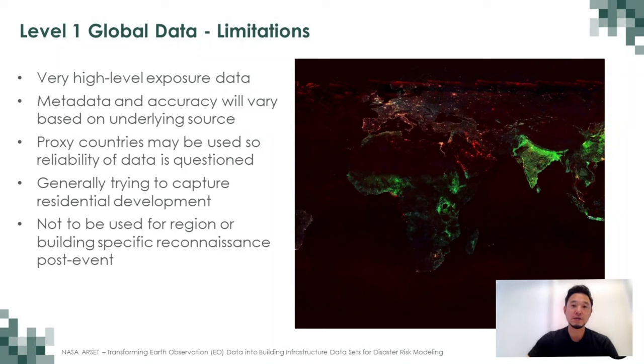A lot of times there are proxy countries that are used. So just because there's country specific data, it actually might just be used from the neighboring data since they didn't have any. What they're generally trying to do in this global data set is capture residential development. Where do people live? What kind of general building stock is there? So it's important to remember not to use this for any region or building specific reconnaissance post-event and pre-event.